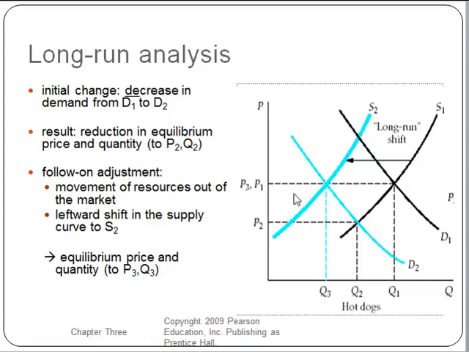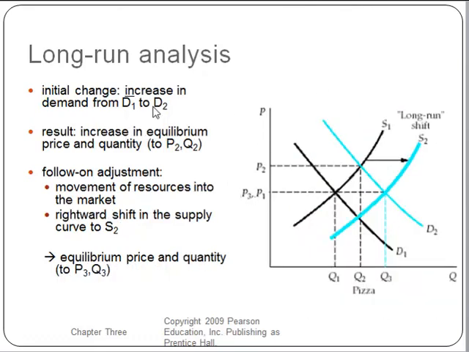Okay, in this case, price 1 and price 3 happen to be the same, but most of the time price 1 and price 3 are not the same. It depends on how large the change of the supply or the change of the demand is. Okay, initial change: there is a demand increase. So demand moves from demand 1 to demand 2.